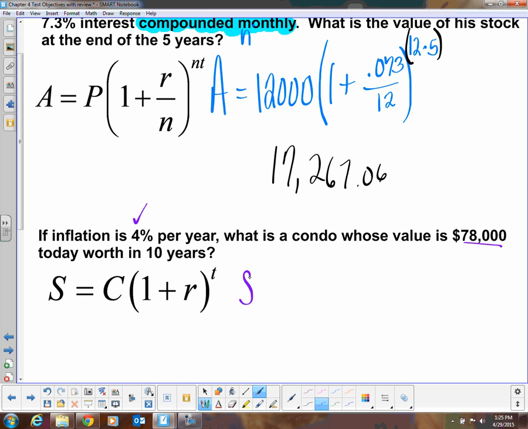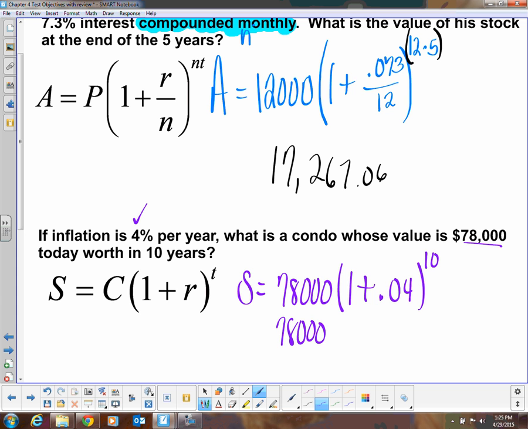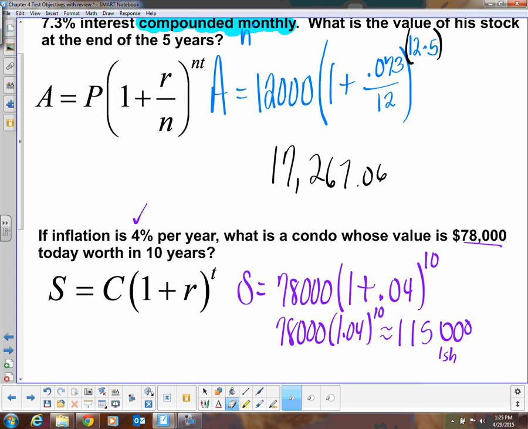Okay, so 78,000. Is that always going to be inflation? Well, or present value, appreciation, 1 plus 0.04. Exactly. So you're going to do 78,000, 1.04 to the 10th, and that is going to be 115,000-ish. I don't remember those three numbers. 459. 5 cents. 459 and 2 cents. 5 cents, right?